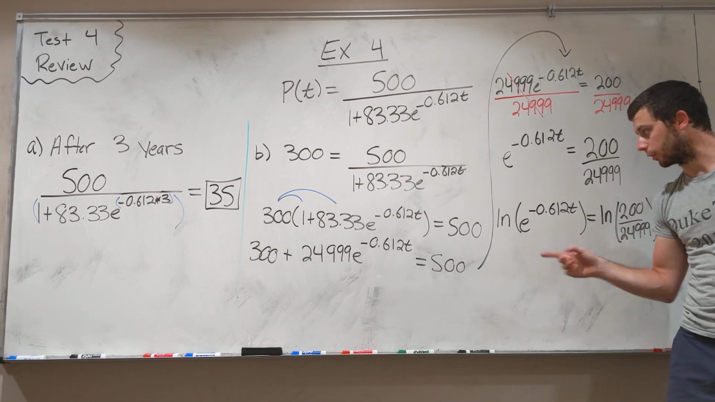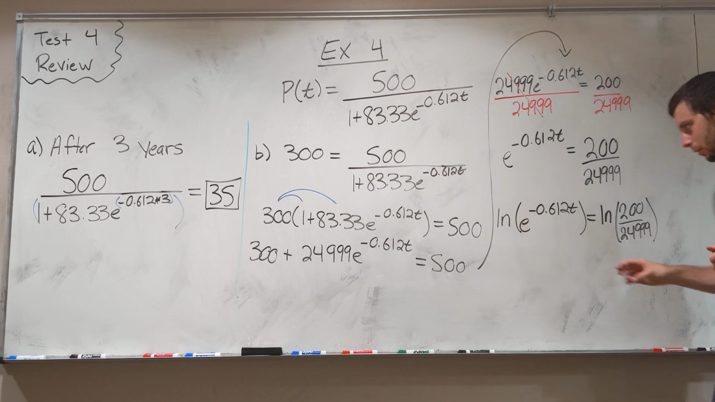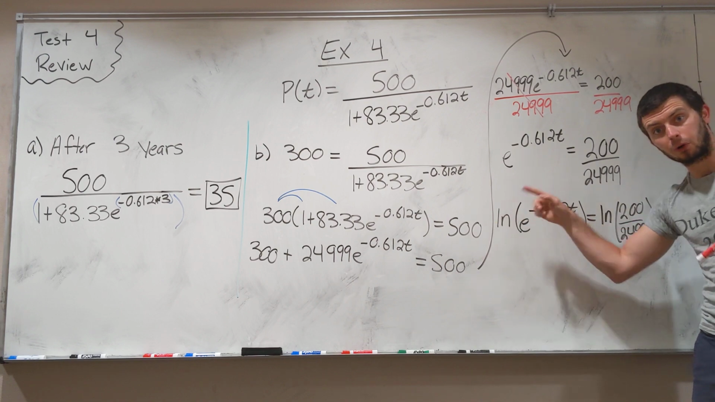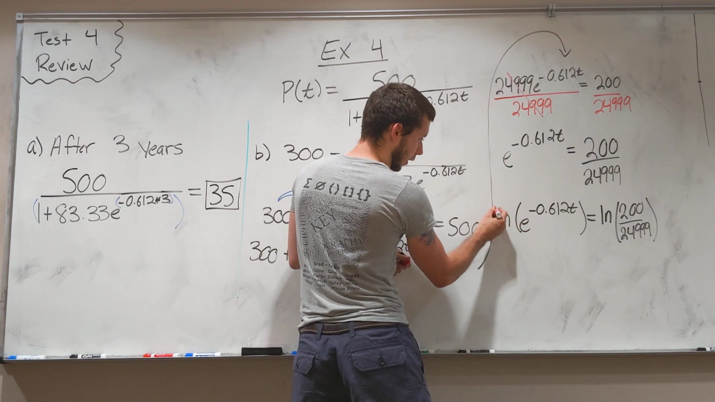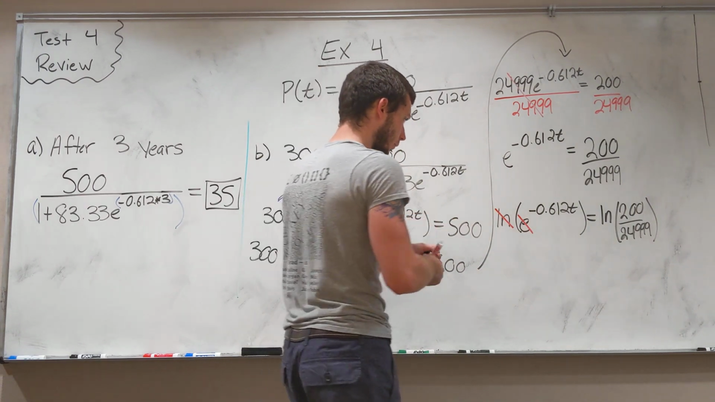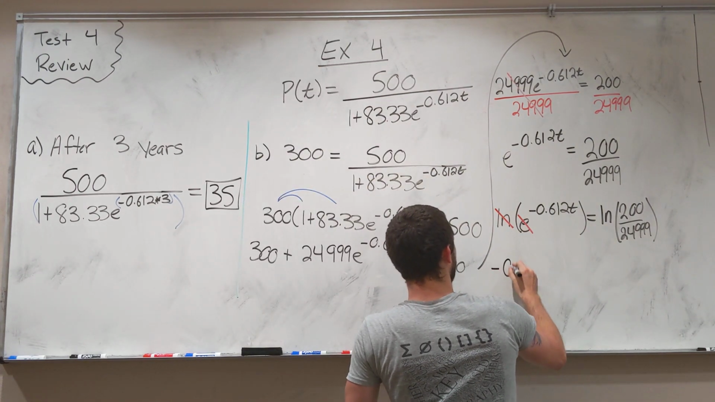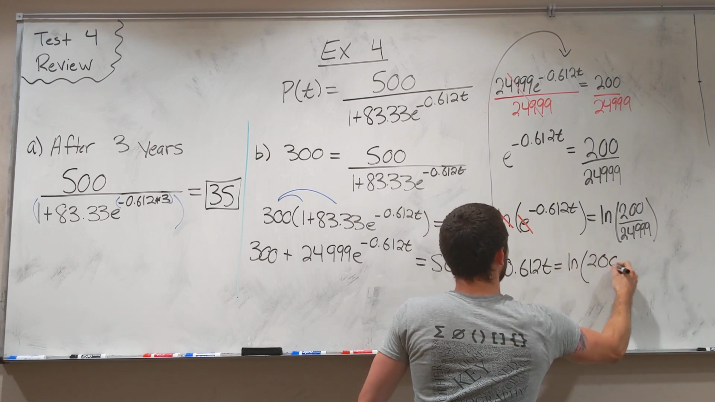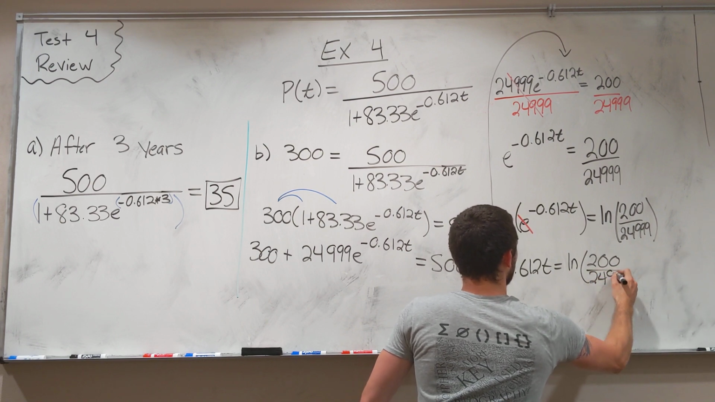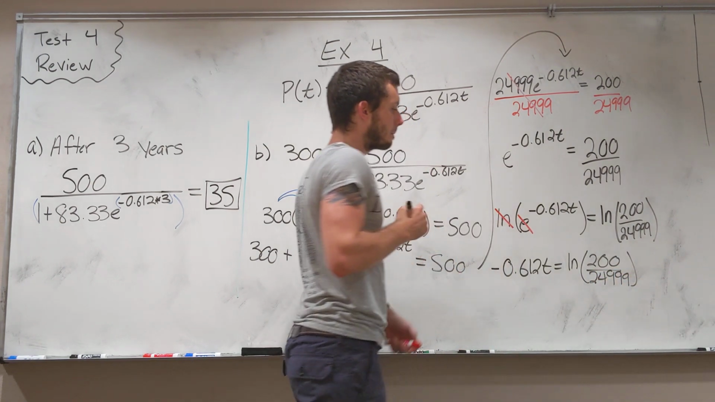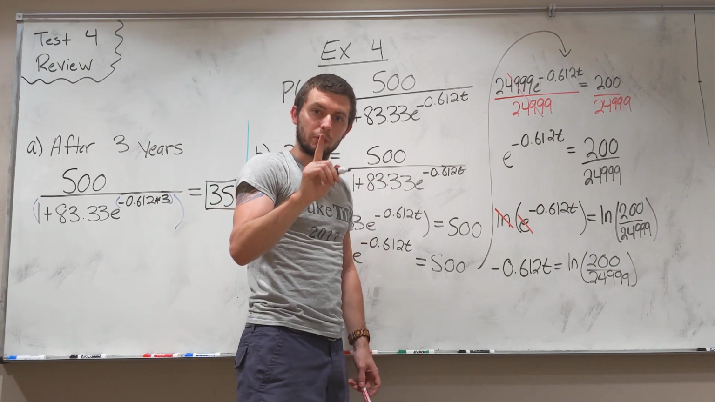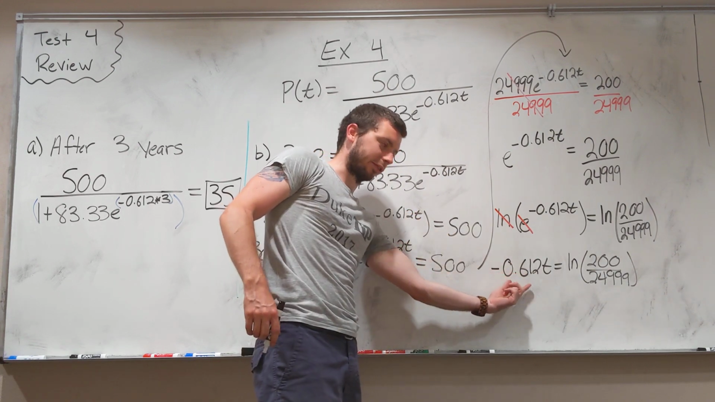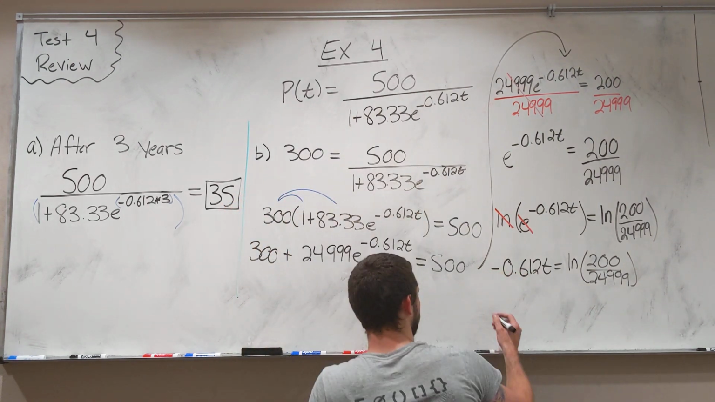The convenient part here is that the ln and the e happen to cancel. So instead of having to worry about bringing the exponent to the front, the ln and the e cancel, and we get exactly negative 0.612t is equal to the natural log of 200 divided by 24,999. And all we have to do is one more step to get t by itself, and that's divide by this negative 0.612.